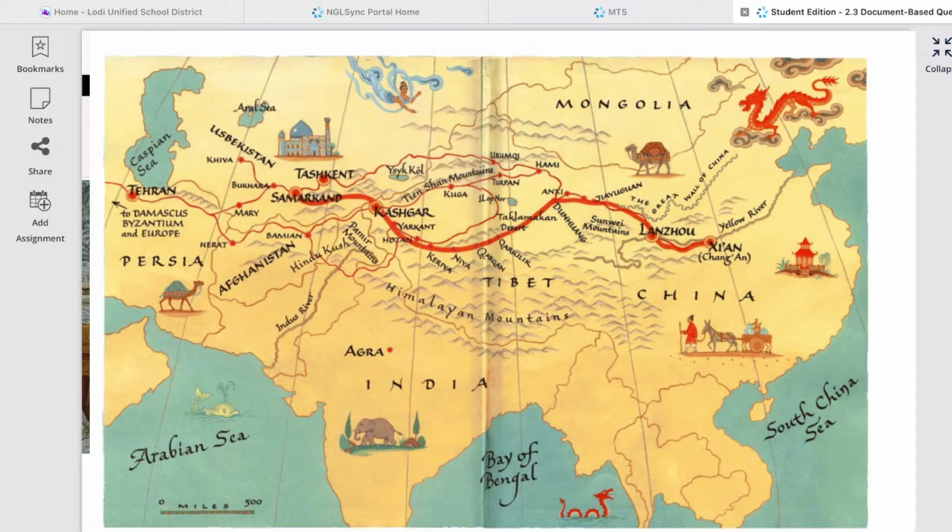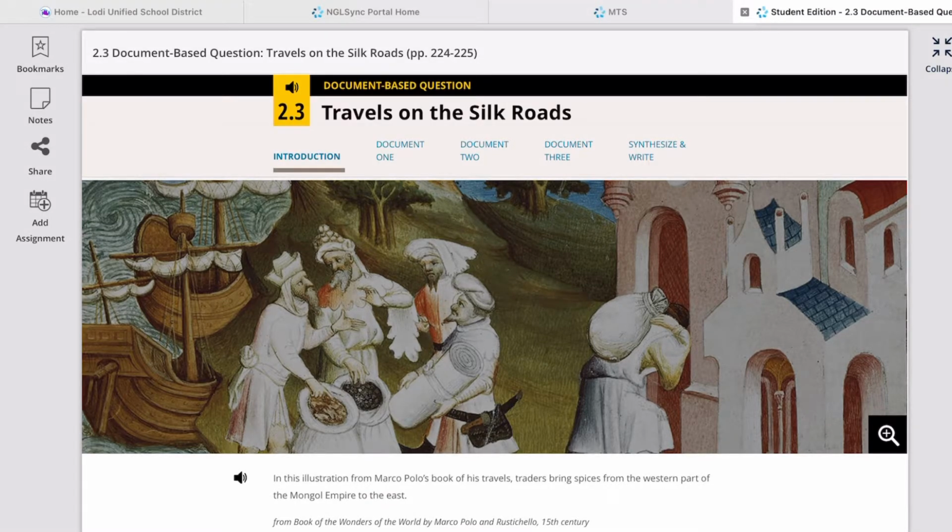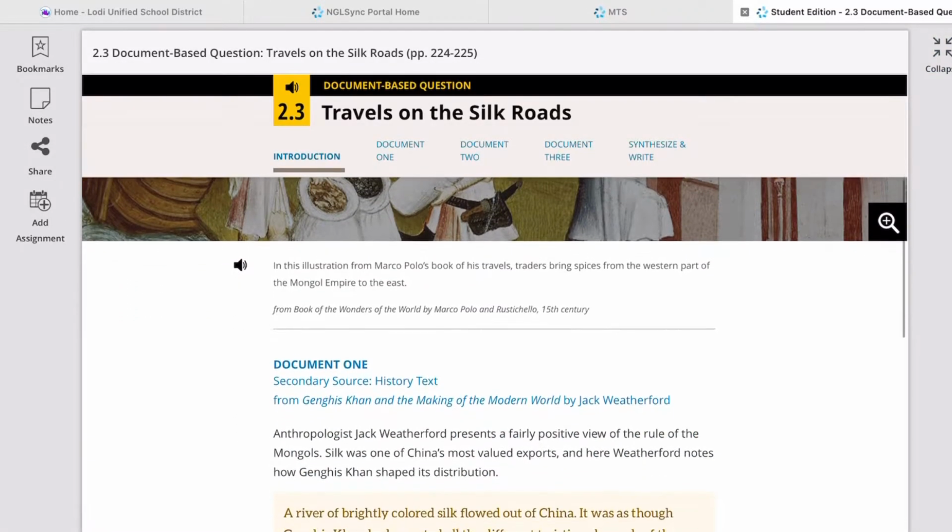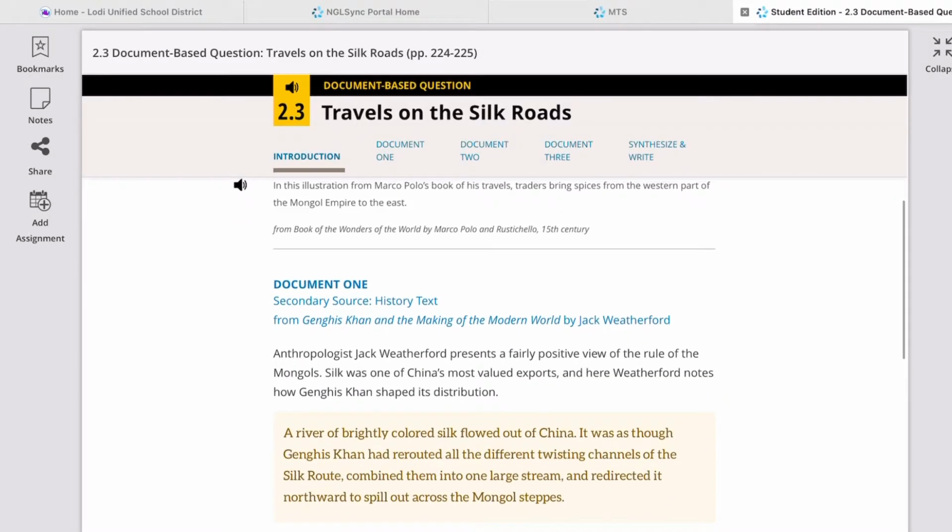These are the people who would just wait behind the rocks and attack, rob and kill merchants. This is something that the Mongols accomplished. They established safety and security for travelers, which in the long run encouraged merchants to do a lot of trading. Now let's take a look at the 3 primary source documents that we need to analyze today.